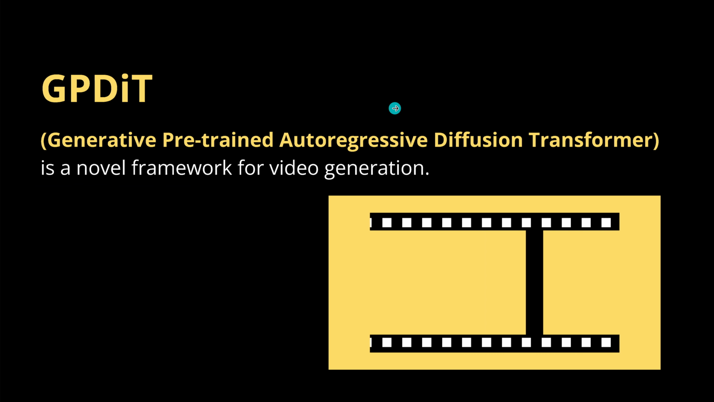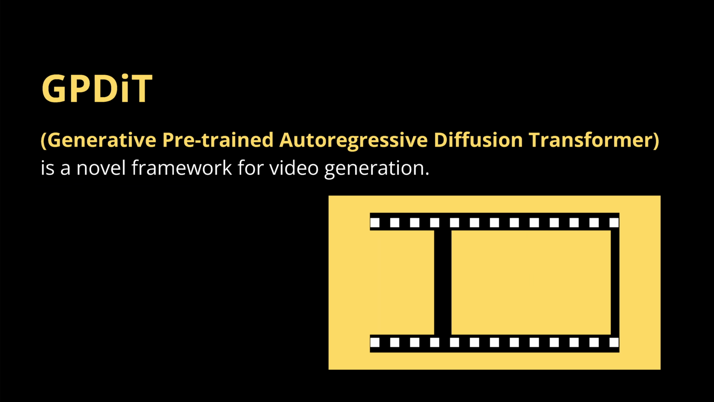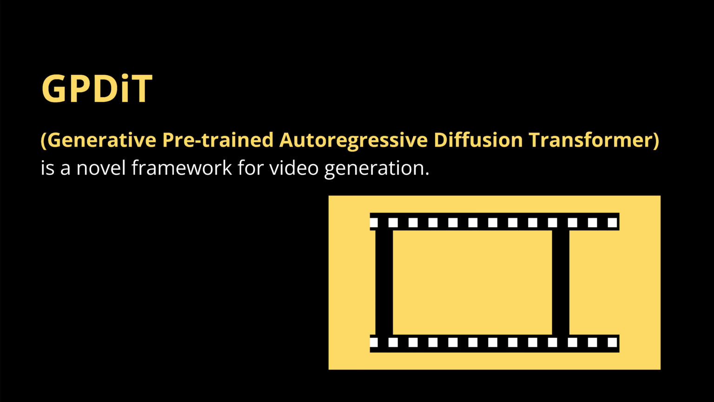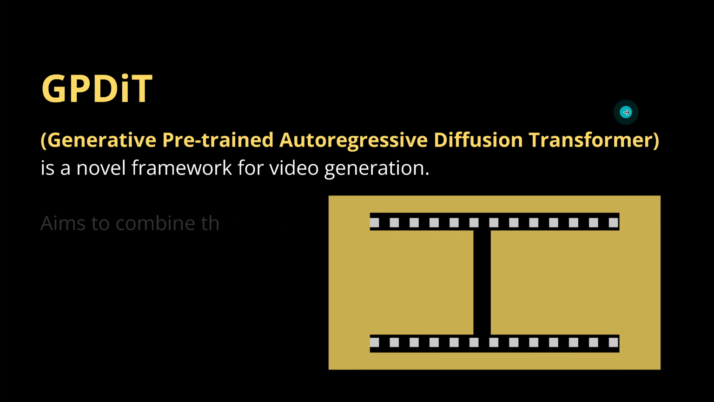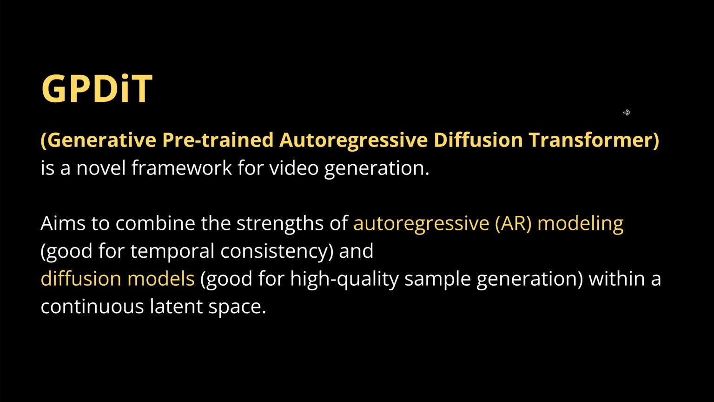So great. So we have a generative, pre-trained, autoregressive diffusion transformer. And this is now a brand new novel framework for video generation. My goodness, we are now working with videos. Well, the aim is now to combine the strength of our autoregressive modeling, you remember this was great for temporal consistency, and our diffusion model, this was great for high-quality sample generation within a continuous latent space.